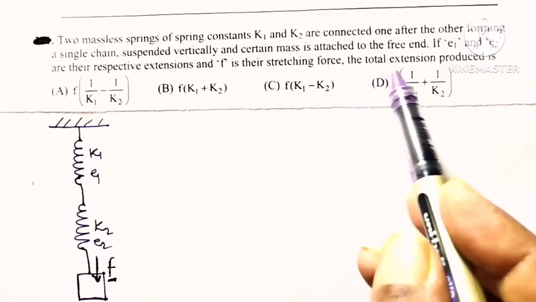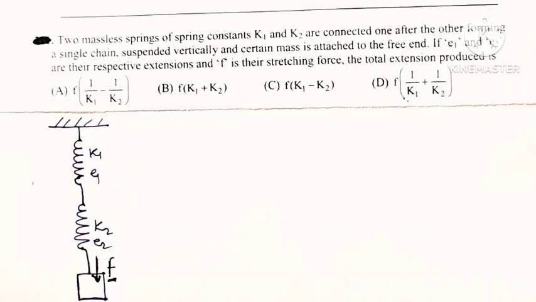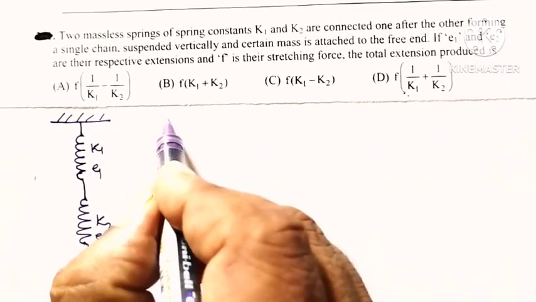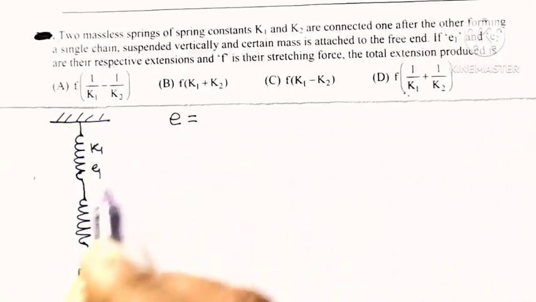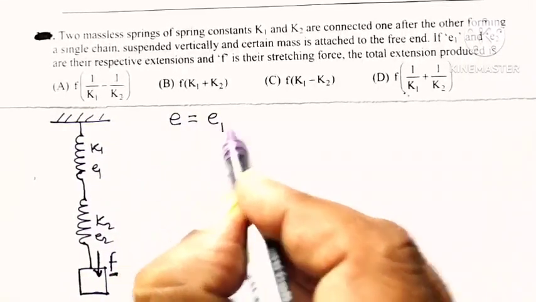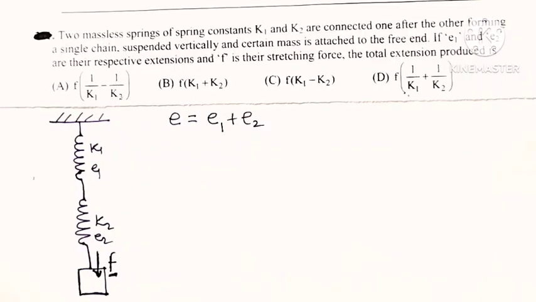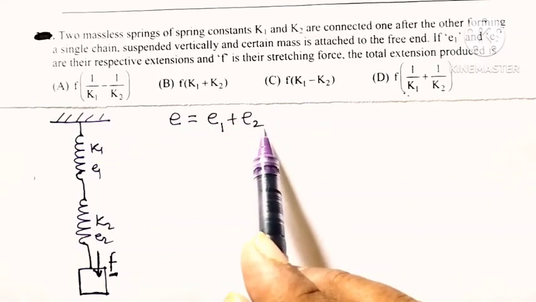Now we want to find out the total extension produced. Because they are connected one after the other, the total extension E must be equal to the extension produced in the first spring plus the extension produced in the second spring.